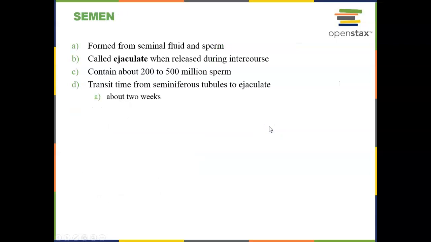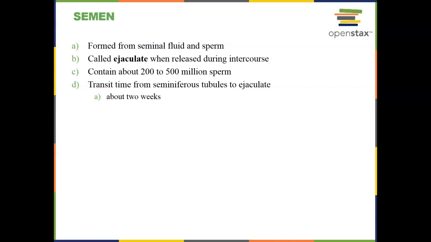So semen is not just sperm. Semen is formed from the seminal fluids produced from the seminal vesicle, the bulbourethral gland, and the prostate, and sperm. Altogether, it's typically called semen or ejaculate, and it is released during sexual intercourse.